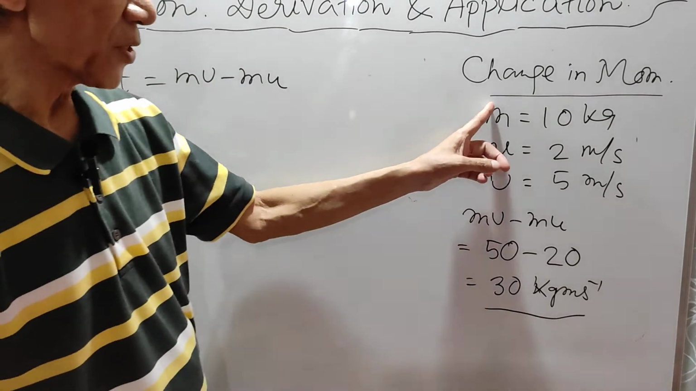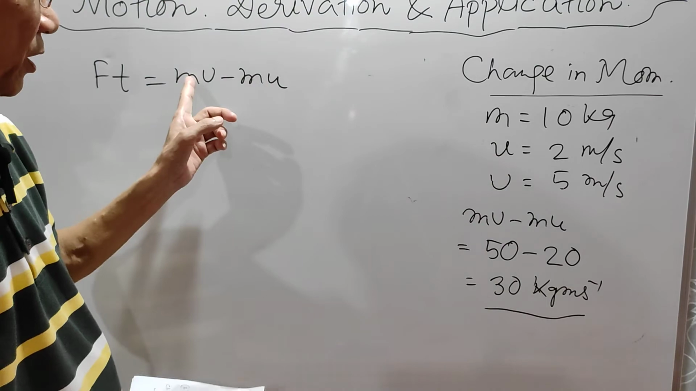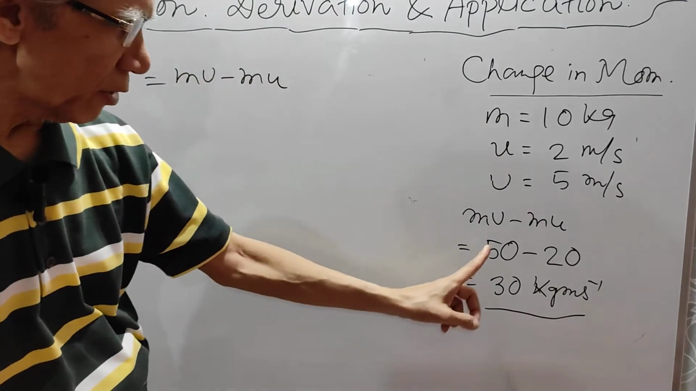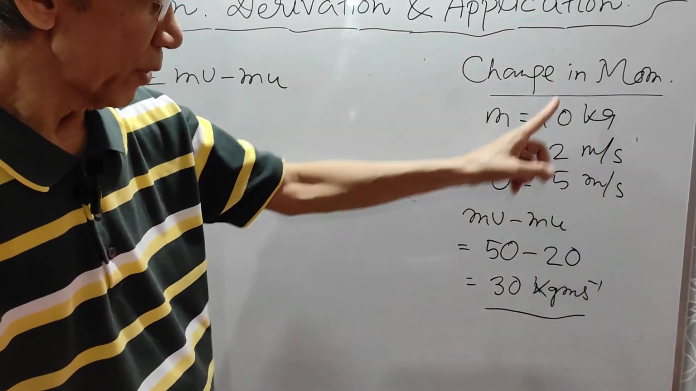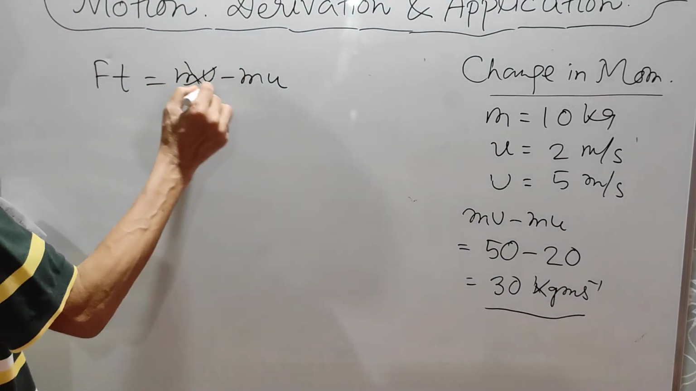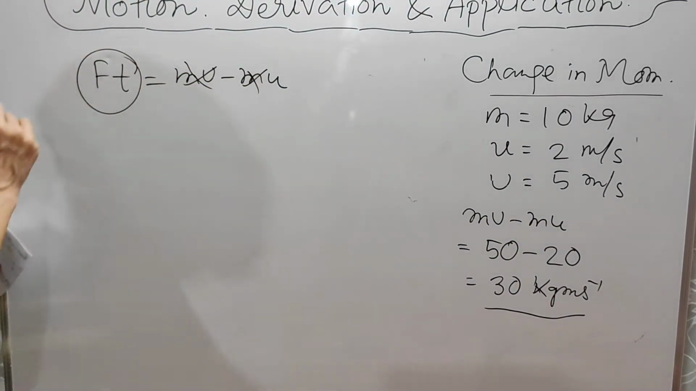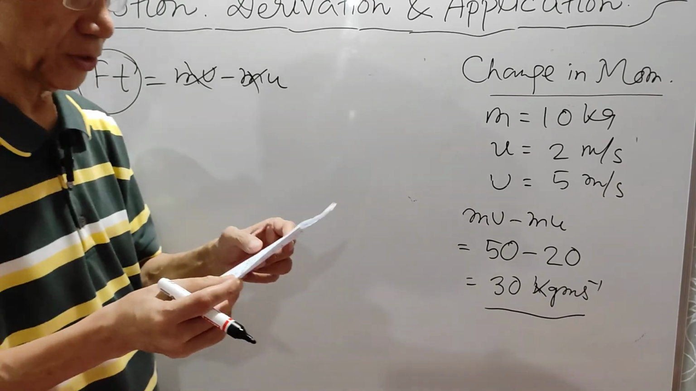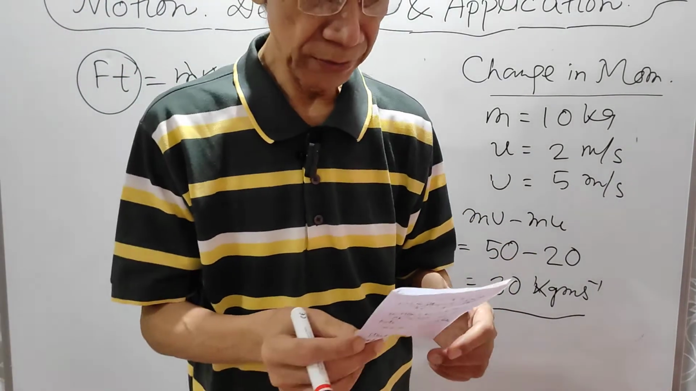Now if mass is given, u given, v given, then you will use this formula. Change in momentum is mv minus mu. But sometimes this will not be given. What will be given? Only force and time. For example, this question. All these are exam questions.